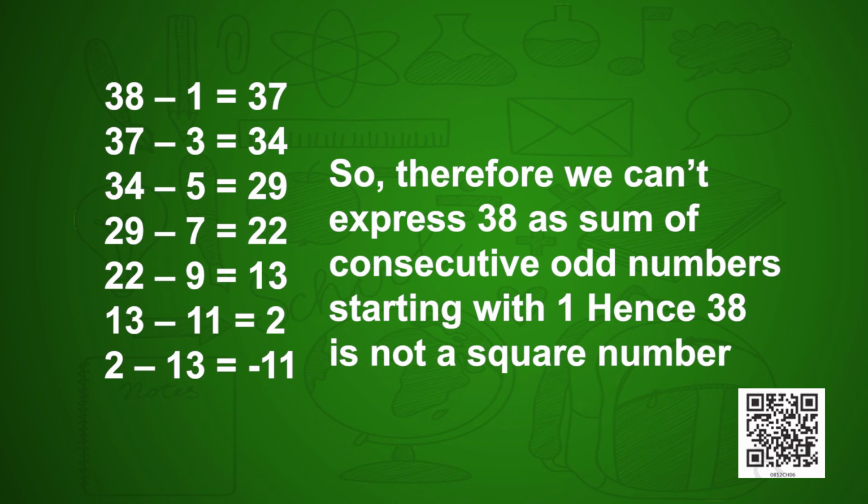Let us take 38. Now, from this 38, let us start subtracting the odd numbers from 1. When you subtract 1 from 38, we get 37, then subtract 3 we get 34, subtract 5 we get 29 and so on. At the end when you subtract 11 you end up with 2, and when you subtract 13 from 2 we get minus 11. So, we got a negative number. Here we can't express 38 as a sum of consecutive odd numbers starting with 1. Therefore, we can say that 38 is not a square number.